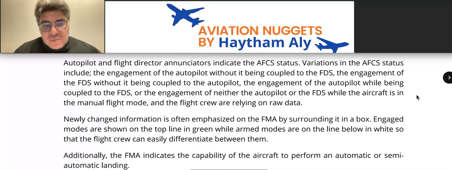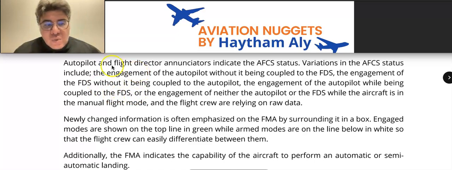Okay, everybody? So, as you can see here, the autopilot and the flight director annunciator indicates the auto flight control system status. Variations in the auto flight control system status include the engagement of the autopilot without it being coupled to the flight director system, or the engagement of the flight director system without it being coupled to the autopilot, or the engagement of the autopilot while being coupled with the flight director system.